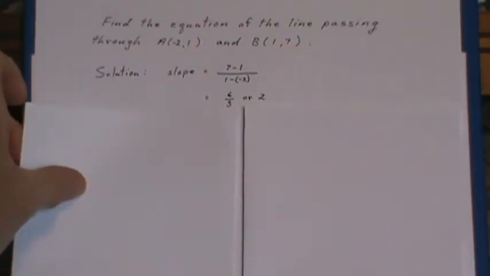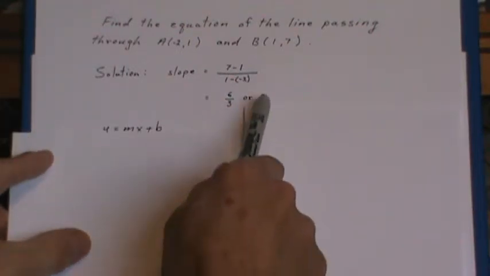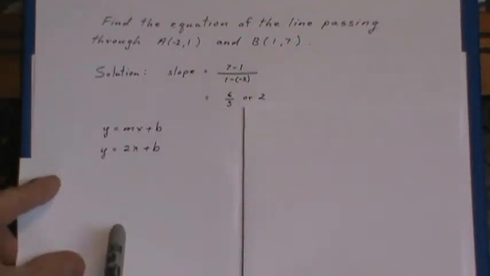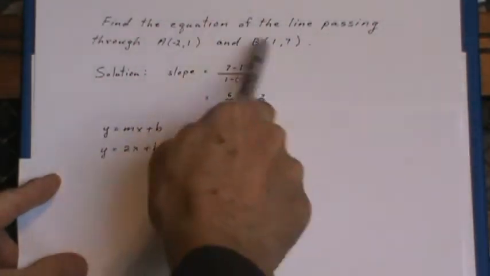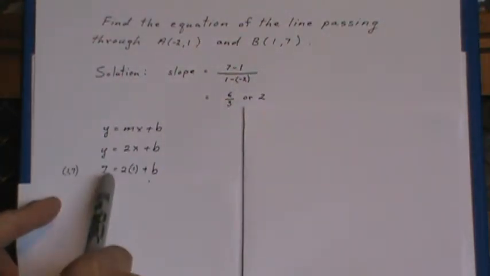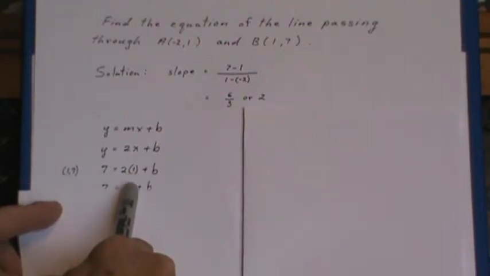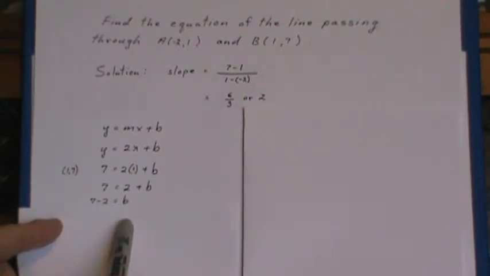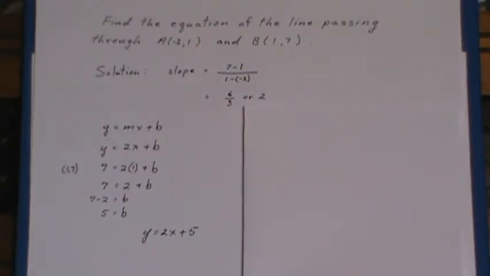Now, if I'm going to use the y equals mx plus b formula, the first thing I'm going to do is put in the 2. Then I'm going to use either one of these points. It doesn't matter which one you use. I'm going to use (1, 7). I put the 7 in for the y and the 1 in for the x. And once I simplify that, I get a value of 5 for b. And my equation then is y equals 2x plus 5.